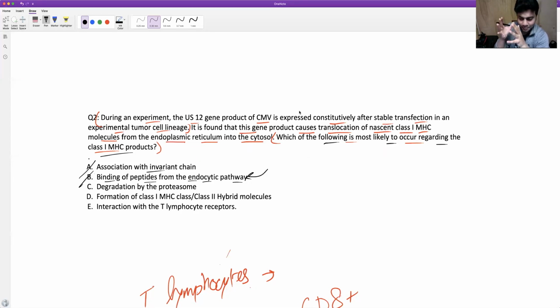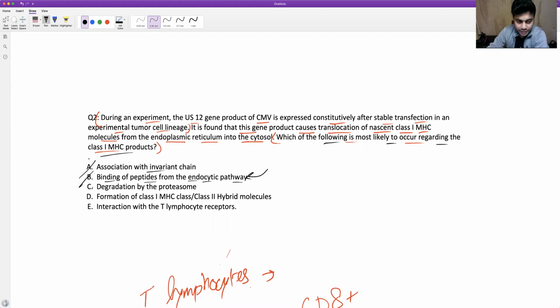No, because MHC class 1 deals with proteins that are produced inside the cell, the viral proteins or the tumor proteins. There's nothing to do with anything outside the cell, like endocytosis. Endocytosis is relevant to MHC class 2. As I haven't discussed MHC class 2, I'm not going into that discussion, but for now, know that endocytosis is not related to MHC class 1. It is related to MHC class 2.